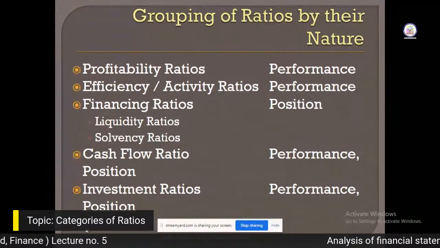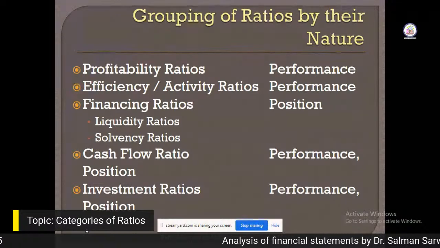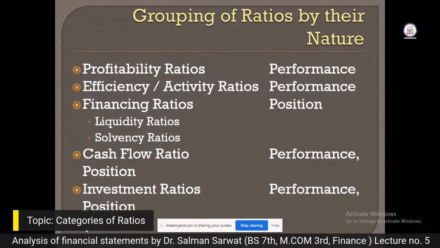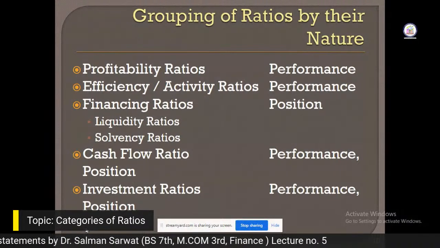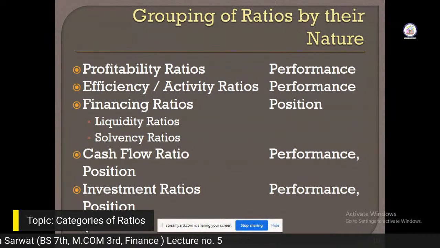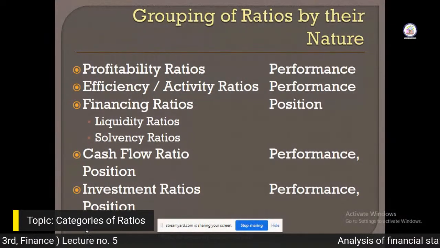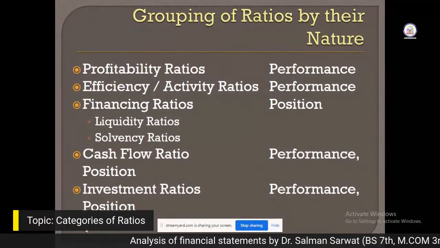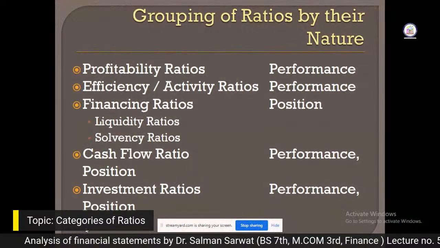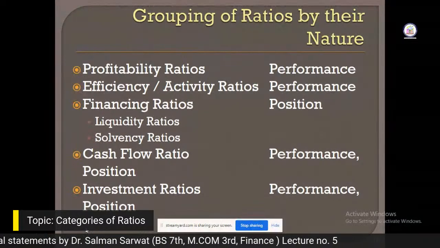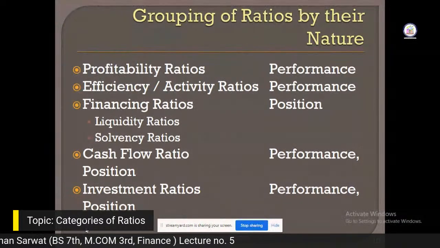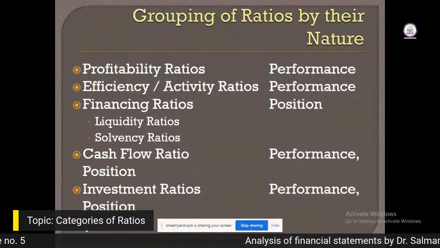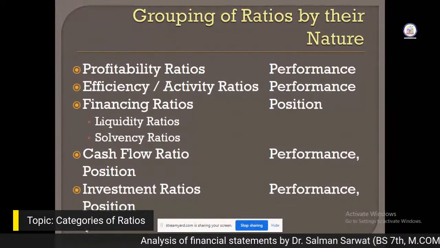Similarly, the financial position ratios which we calculate use figures that provide us information about where we stand at a particular point of time. There are two aspects of financing ratios. One is called liquidity ratio, and the other is called solvency ratio.